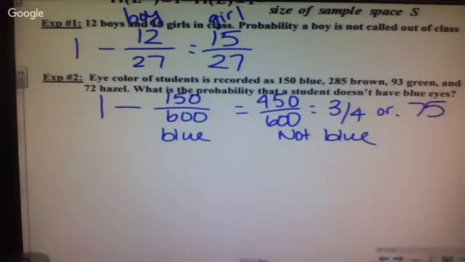Okay, so the complement's supposed to actually make things a little bit easier. But you can always go back and add up 285, 93, and 72, and you get 450. Okay, either way works. It all depends on how your brain wraps around it.